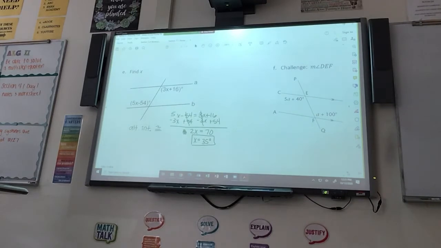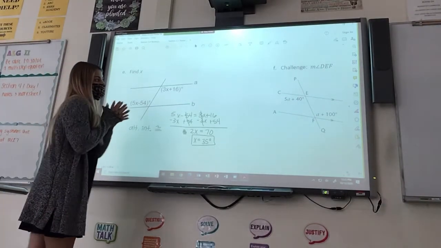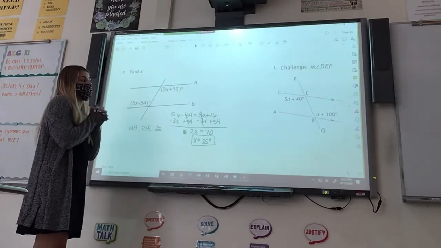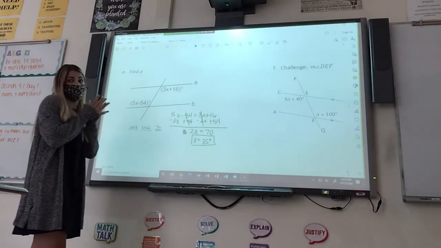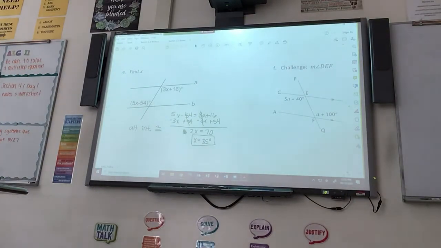I put 2 challenge problems that I want you to try, F and G. Make sure you're paying attention to what angle I'm asking you to find. I will allow you to converse with the person next to you, so if you're stuck, you can figure out where to go from there. You guys can work together. I'll give you a minute or two to try to figure these out.